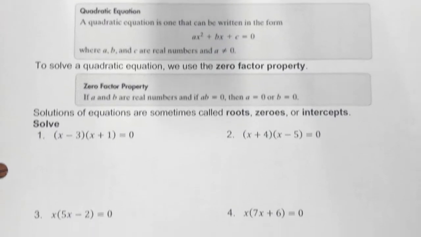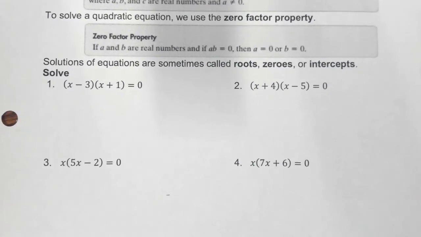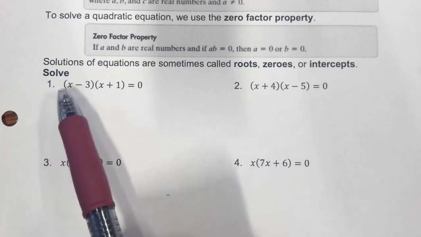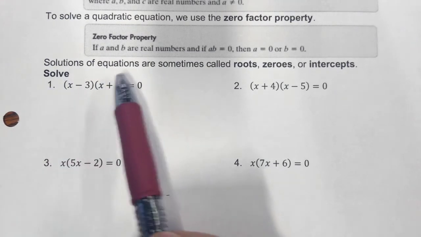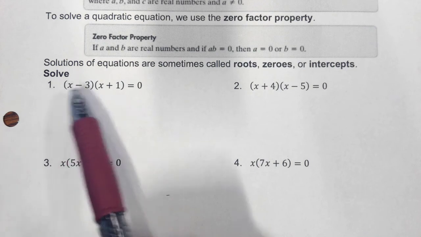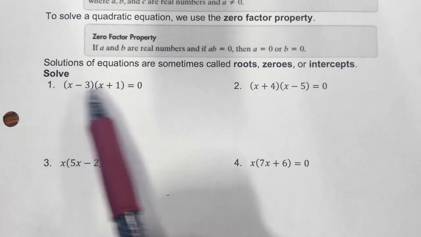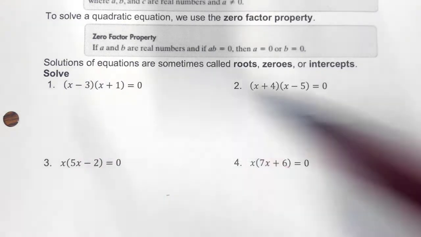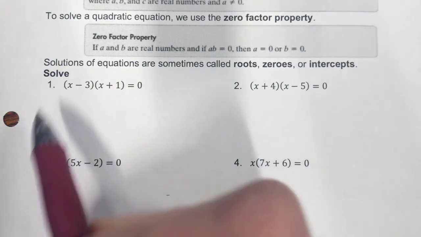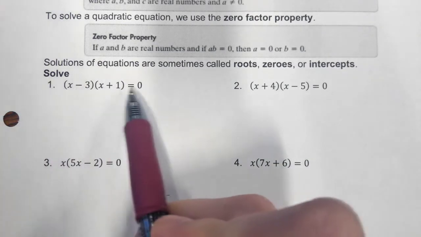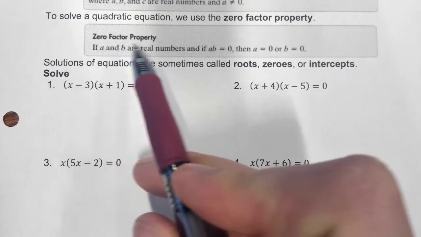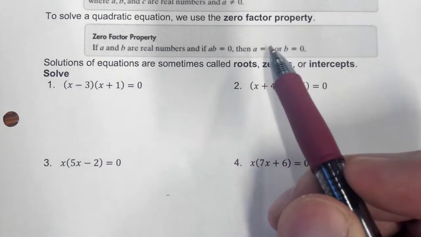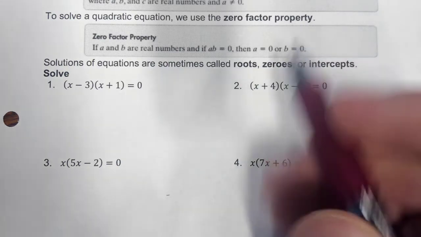These first four examples on the front page are already factored for you. This is what we do when we factor: we got these two things being multiplied together. Once it's in this form, it's really easy. There are just two small steps. You take each factor according to the zero factor property, and you're able to set each factor individually equal to 0.